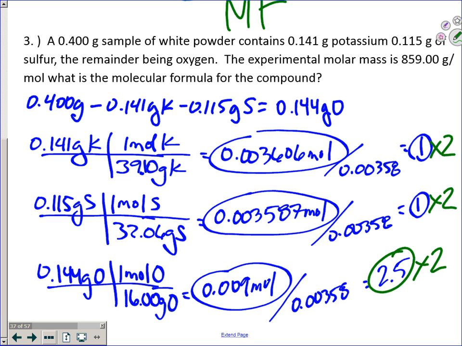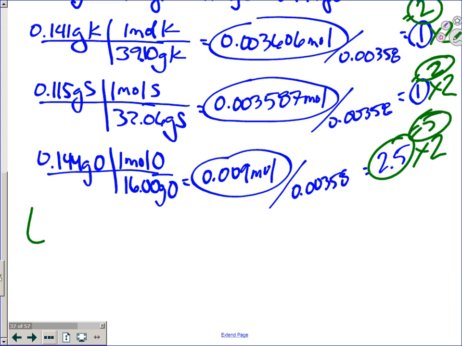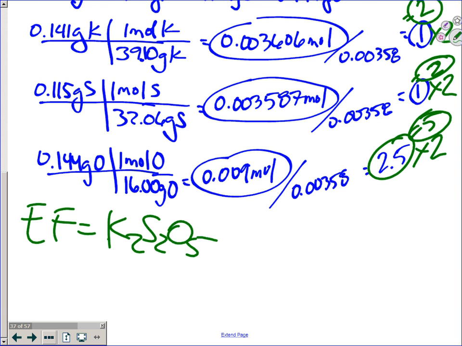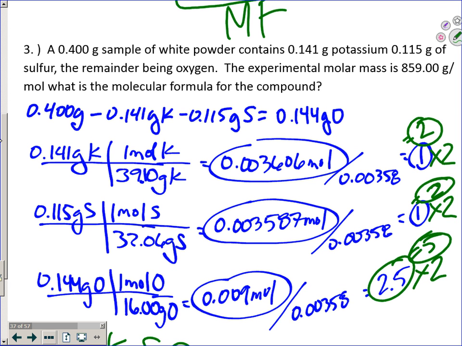So what's the subscript for K? The subscript for K is 2. The subscript for sulfur is 1 times 2 is 2. Just making sure we're good here. And then the subscript for oxygen would be 5. So the empirical formula is what? K2S2O5. So we're still not done. EF is K2S2O5. All right. So what do I do with that random mass over there?